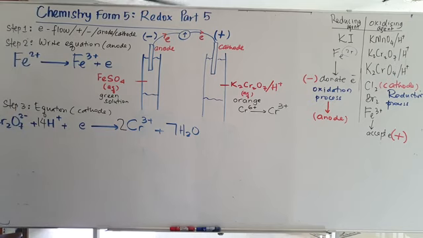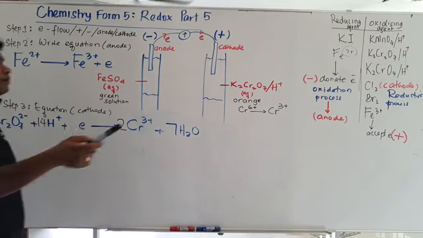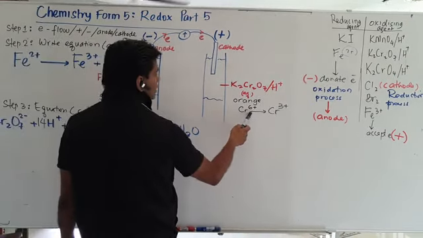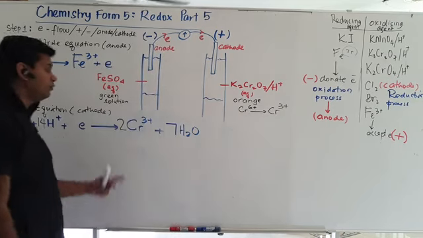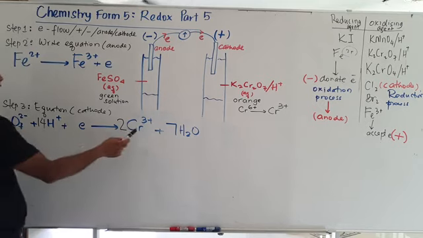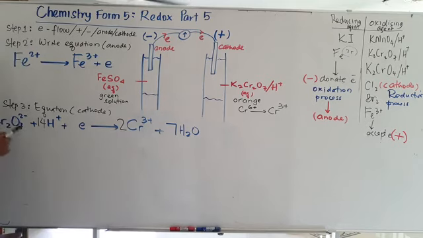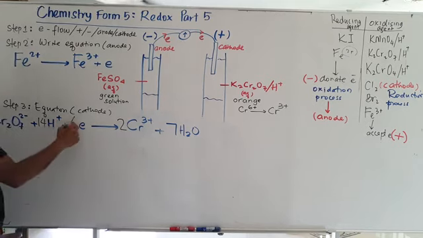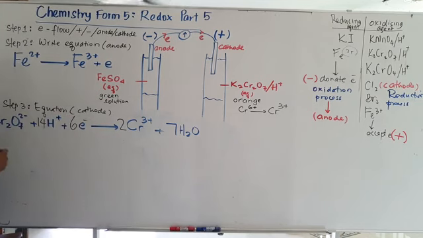As I told you just now, each chromium is supposed to accept 3 electrons. But we have 2 chromiums here. One chromium, 6 plus, is going to accept 3 electrons, so 2 chromiums are going to accept 6 electrons. So that's your equation.